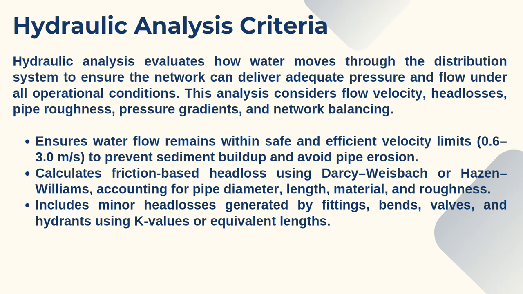It calculates friction-based head loss using Darcy-Weisbach and Hazen-Williams, accounting for pipe diameter, length, material, and also roughness. It includes minor head loss generated by fittings, bends, valves, and also the hydrants using the K value or equivalent length.